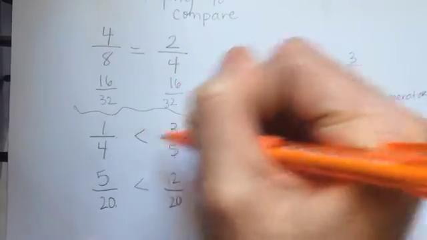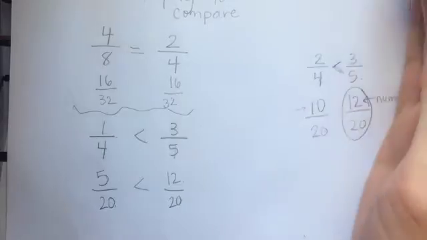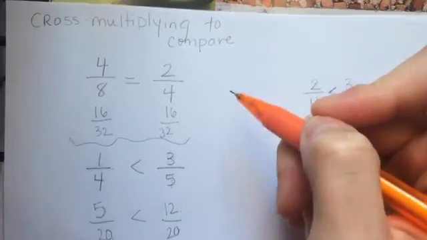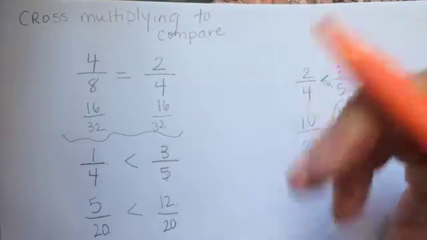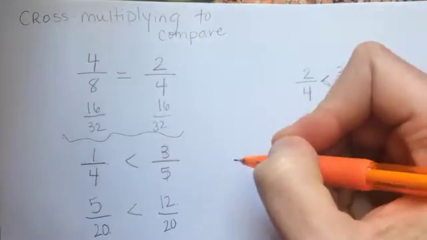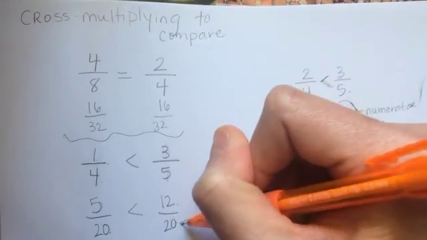That one. So this is just one strategy that the students are learning to compare fractions. There's many others, but this is just cross multiplication, how it works and why it works.